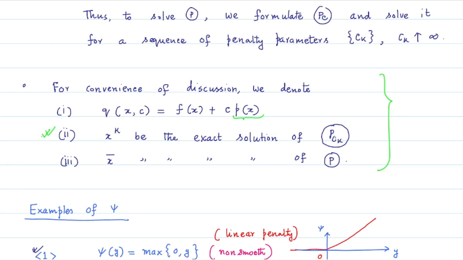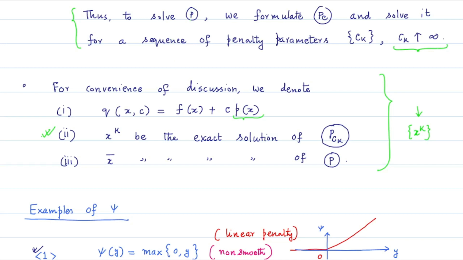Once, for different values of ck, we have figured out exact solutions xk, we will get a sequence of these points xk. Now you consider a special sequence ck that is increasing and diverging to positive infinity. Corresponding to that chosen sequence, you figure out the sequence xk. Now, the question comes: to solve the problem P, we go for solving the unconstrained problems PC for a sequence of penalty parameters ck, which is an increasing sequence of real numbers diverging to positive infinity.